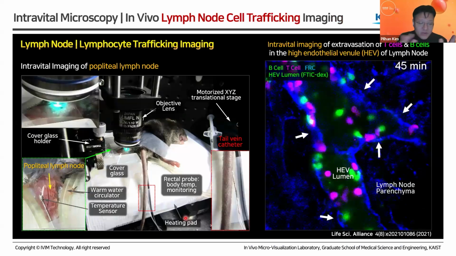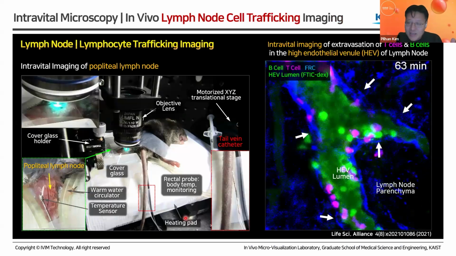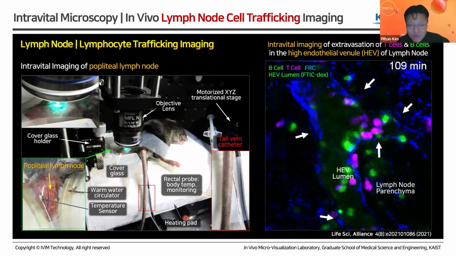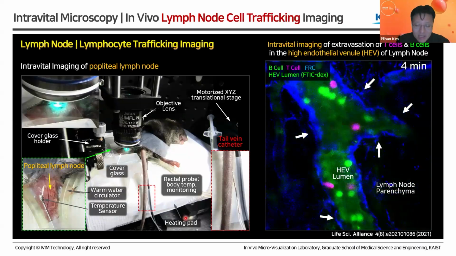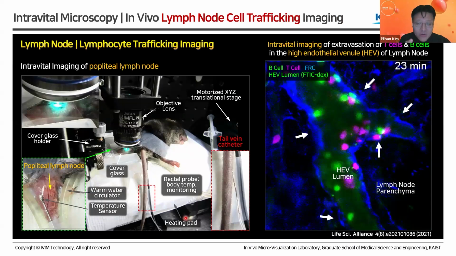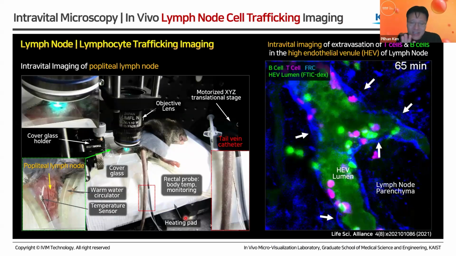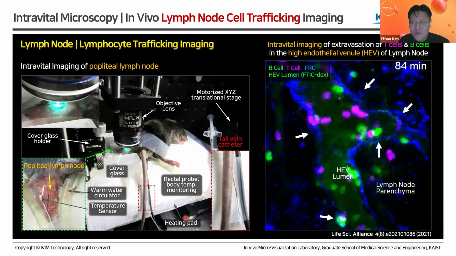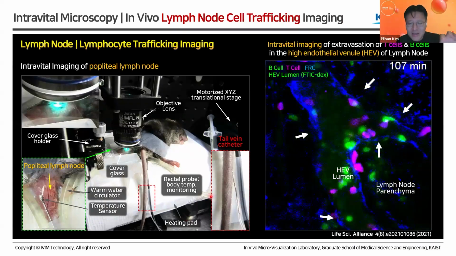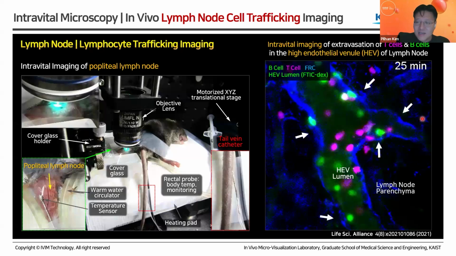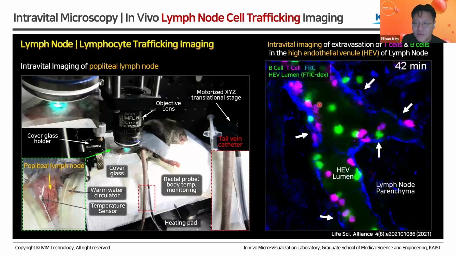And then let me tell you, how long can we do this kind of interventional imaging? The answer is as much as we want, as long as we keep the mouse anesthetized. So we can easily image the mouse for several hours with injectable anesthetics.